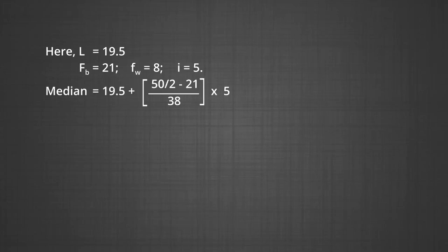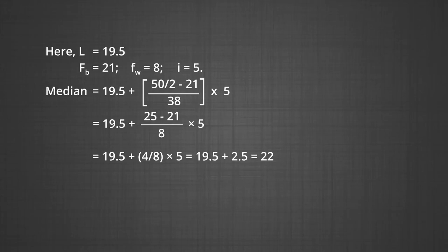The median is equal to 19.5 plus within brackets 50 upon 2 minus 21 divided by 8 times 5. Now, this further shows 19.5 plus 25 minus 21 upon 8 times 5. And then further 19.5 plus 4 upon 8 times 5 is equal to 19.5 plus 2.5 is equal to 22.